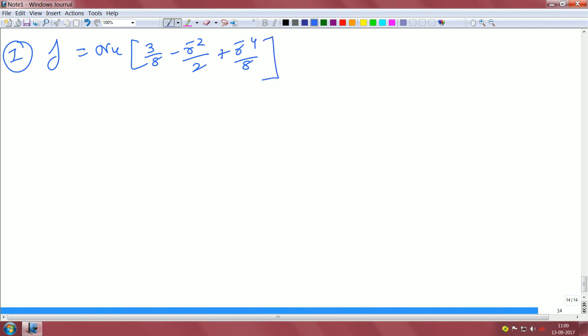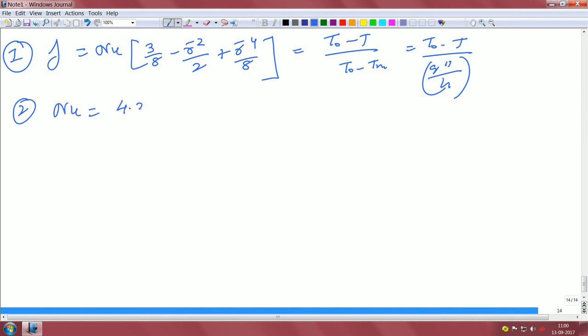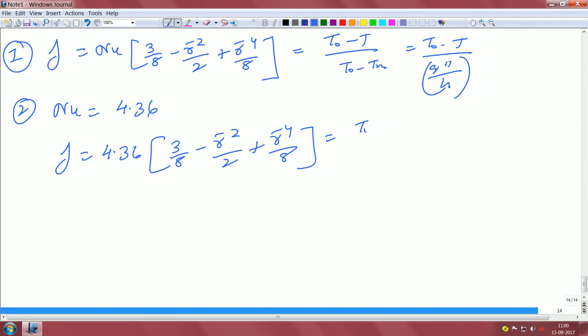And what was f? If you recall, f was basically T naught minus T by T naught minus Tm, or it can also be written as T naught minus T divided by q double prime by h, whatever it is. So, this is the definition. The second finding is that the Nusselt number was 4.36. So, essentially you can say f is equal to 4.36 into 3 by 8 minus r to the power of 2 by 2 plus r to the power of 4 by 8, which is your definition of the temperature profile.